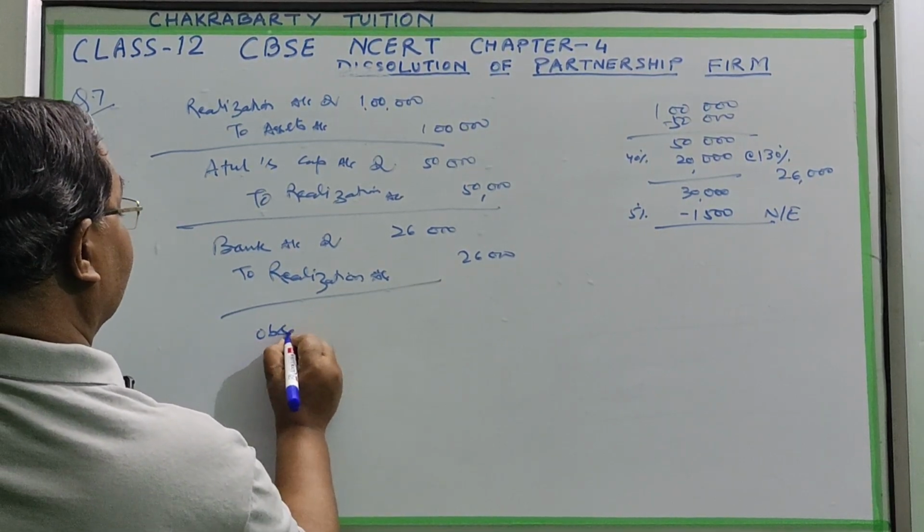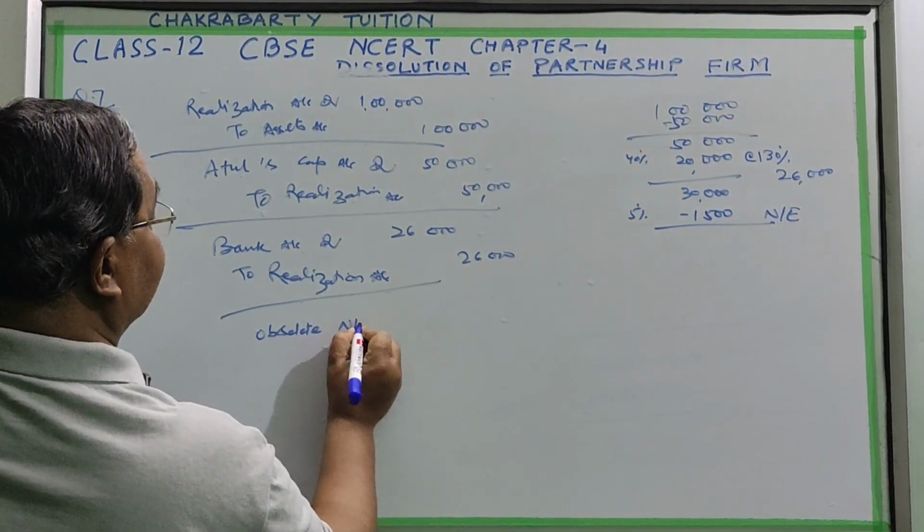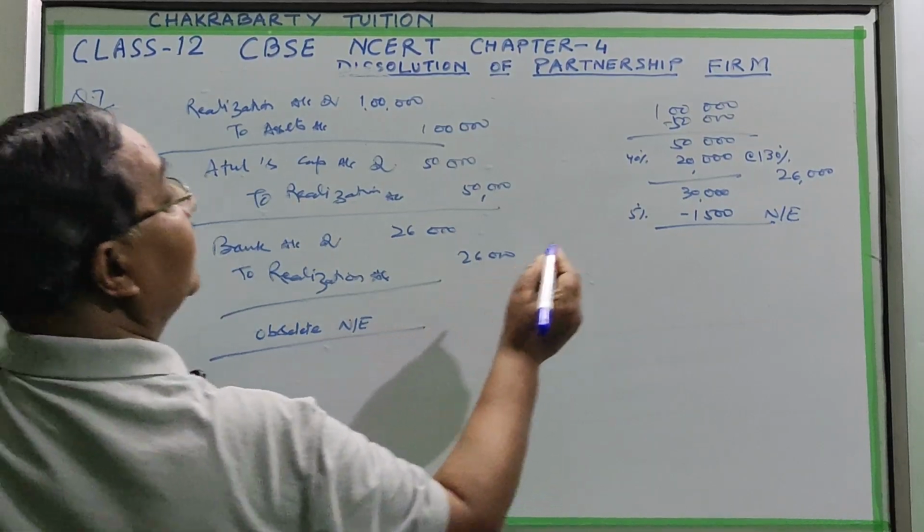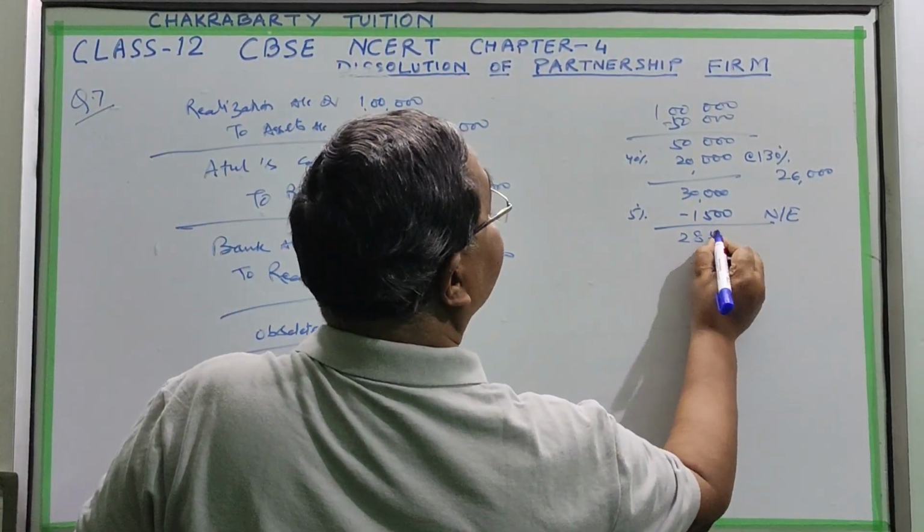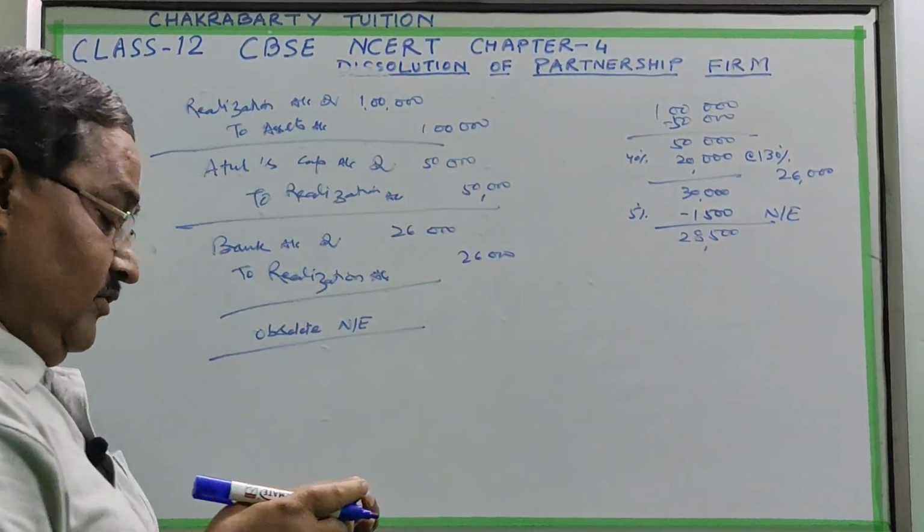Obsolete, no entry, because nothing will come here. No entry it will be coming. So 28,500 now remaining. What will happen?